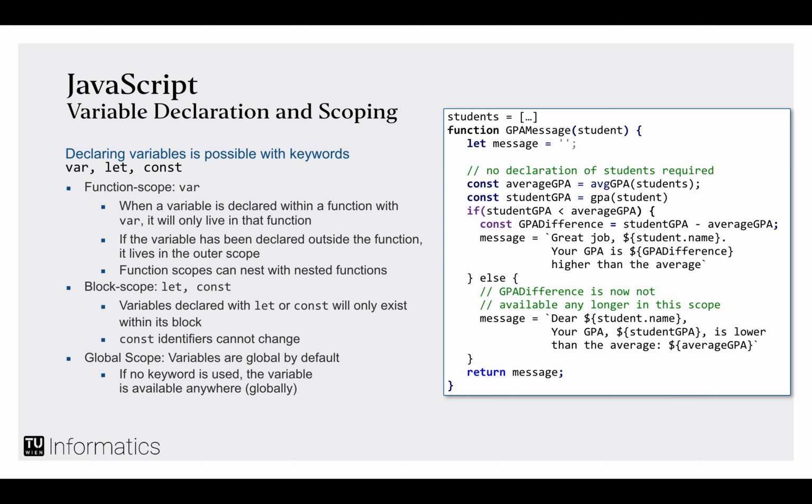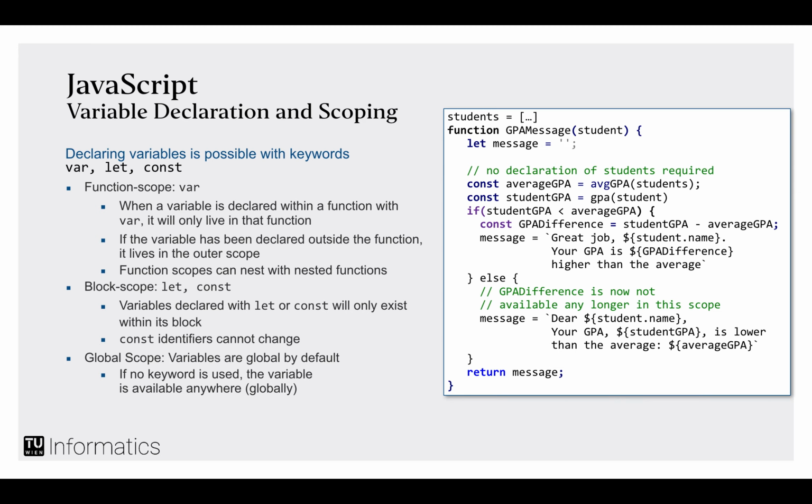And if you look at the example to the right here, this is a function called GPA message, and it takes a student, and based on the GPA of a student, it just prints out a different message. Okay, so the message itself, if you look here, is let, because it's going to be different depending on the block I'm going into in the if. So it needs to change over time. But now the average GPA and the student GPA will stay the same. They're just here for the sake of comparing things, and later on for the sake of printing certain things.